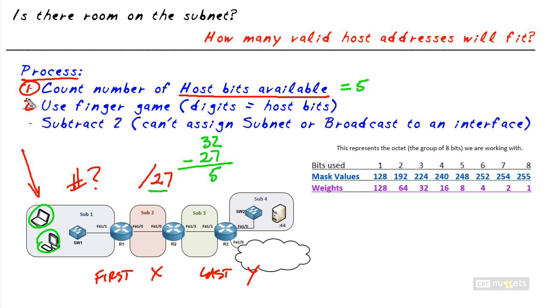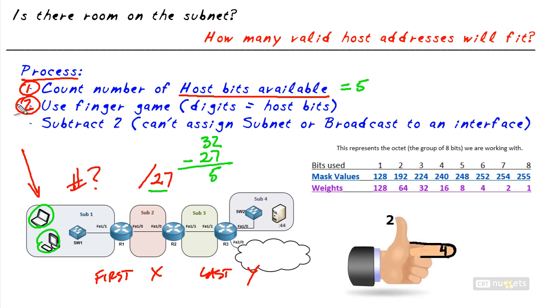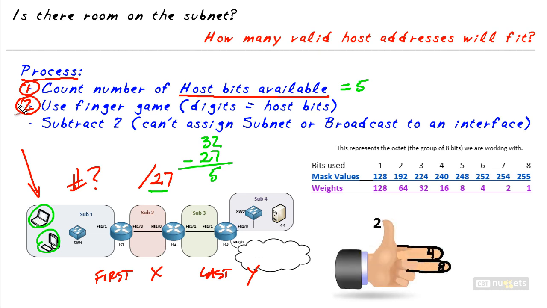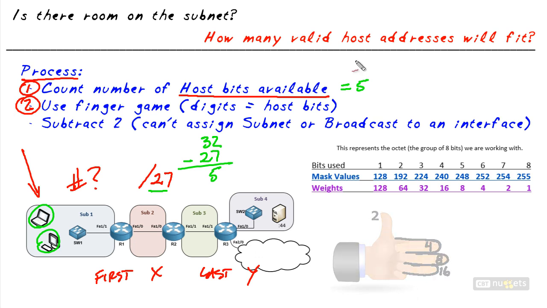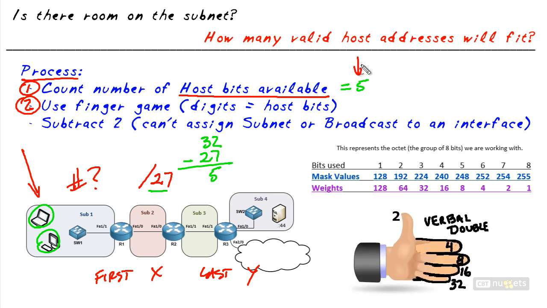The second thing we're going to do is use the finger game. And again, our fingers, our digits, are representing the actual bits. In this case, however, our digits are representing the 5 available host bits. So we're going to stick our thumb up in the air with that big old 2 on it, and we're going to say 2. And then we'll bring up our second digit and say 4, the third digit and say 8, the fourth digit and say 16, and that fifth digit in the air, and we'll say 32, and that, my friends, is very close, not exactly, but close to the number of valid host IP addresses in that given subnet.